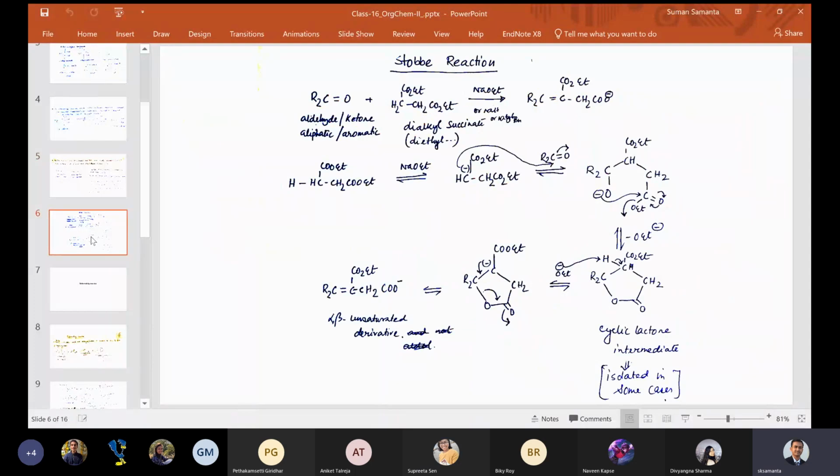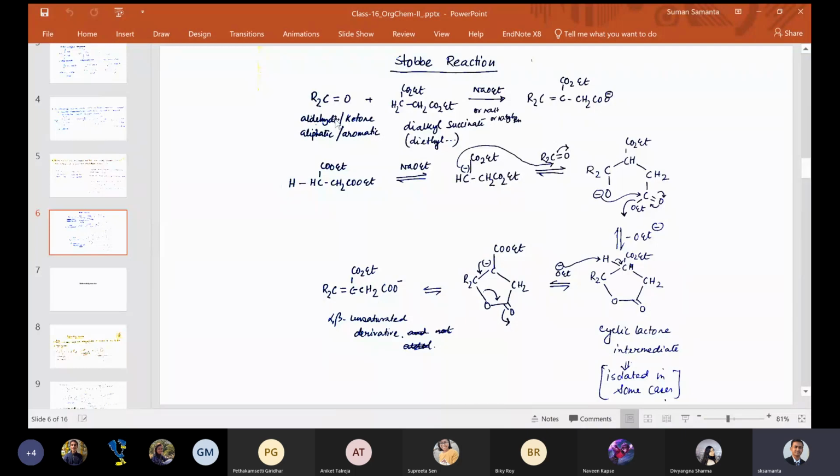Okay, so now towards this end, there is one reaction which is very analogous to this Knoevenagel condensation, and that name is Stobbe reaction. This Stobbe reaction is somewhat similar to this one, but not exactly. Why? If you see this reaction, you will immediately understand. In this case, we take diethyl succinate, or dialkyl succinate, it could be dimethyl or diethyl, and then we take an aldehyde or a ketone.